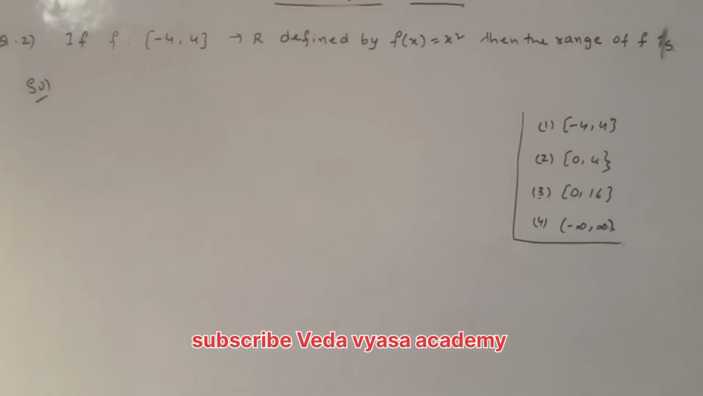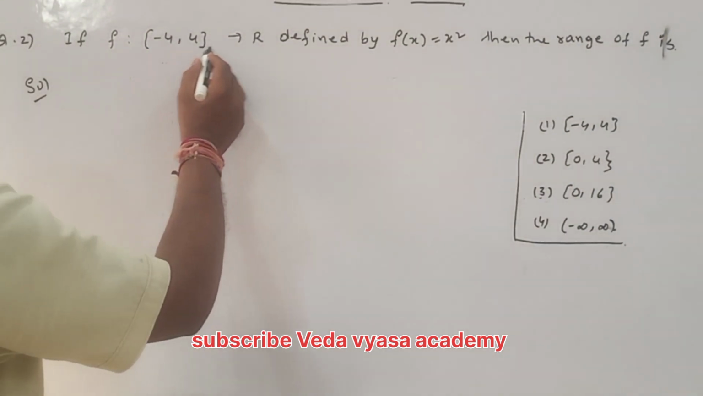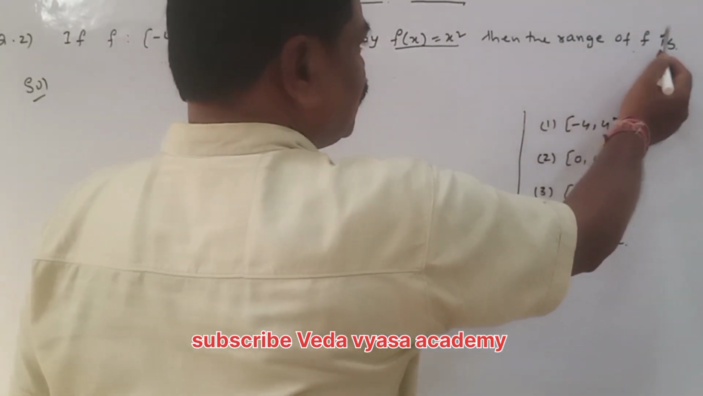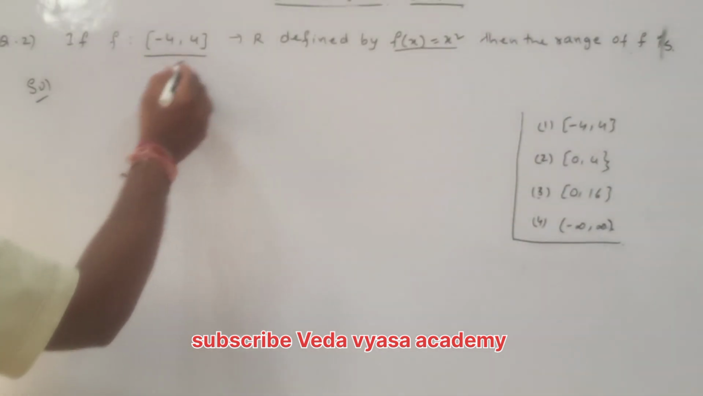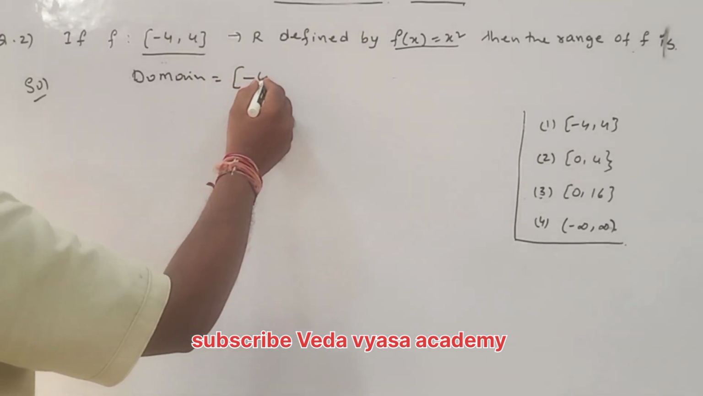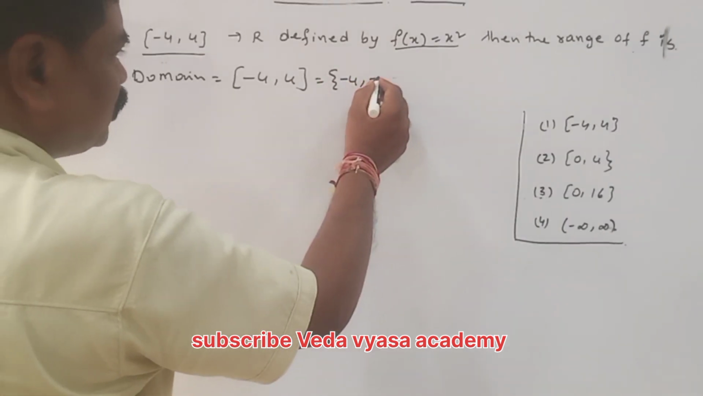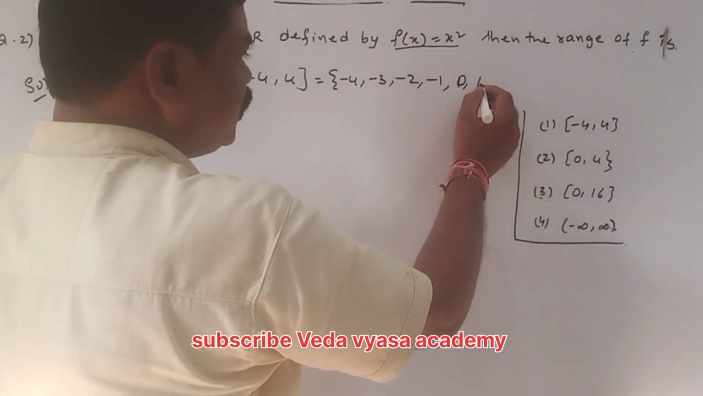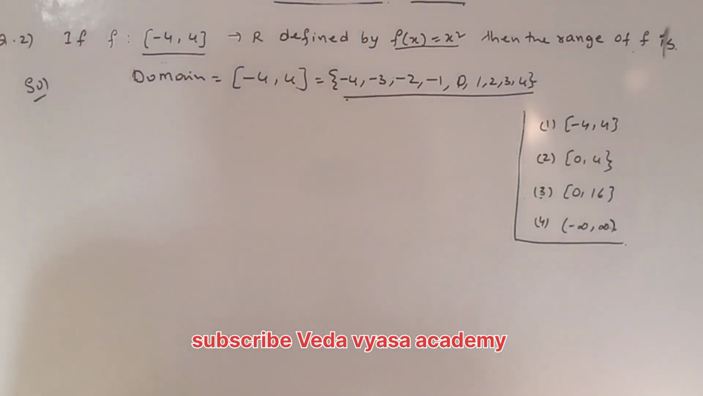Here we have the problem. If f from the closed interval minus 4 to 4 to R is defined by f of x is equal to x square, then the range of f is, these are the options given. So here the domain, what is the domain? The closed interval minus 4 comma 4 is equal to the set of minus 4, minus 3, minus 2, minus 1, 0, 1, 2, 3, 4. This is the domain.